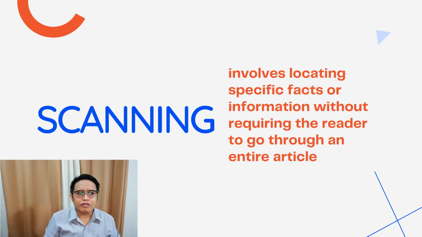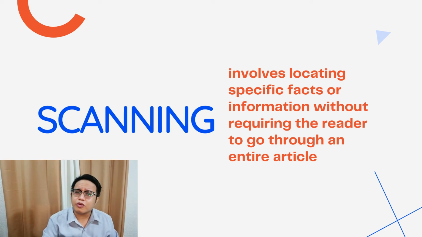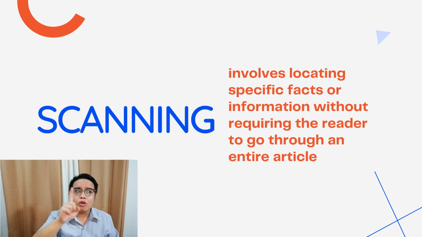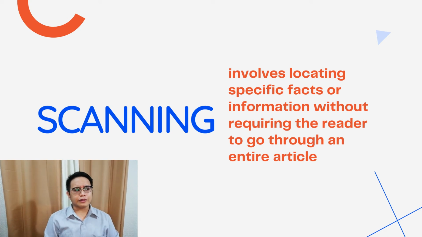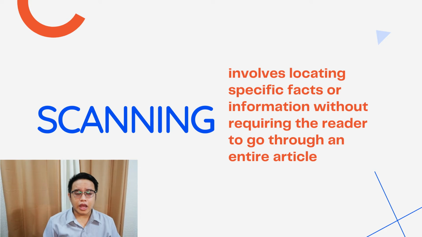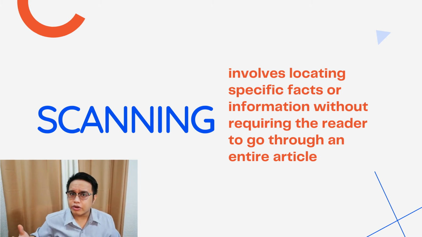You're not reading from A to Z. No, you're not reading the entire thing. You're only looking for your mom's phone number. So that's one way of reading. We just scan the information. We don't have to go through the entire article. Let's say, for example, you are looking for a recipe, and you want to know how many cups of cream you are going to put in a carbonara. Then the serving, the carbonara is good for 4 to 5 persons.